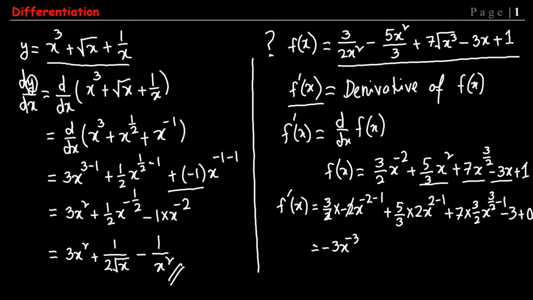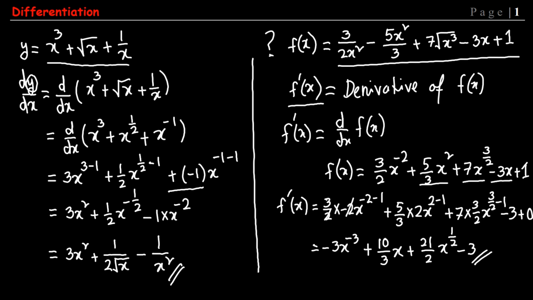Then the next one we can write, 5 twos are 10, so 10 by 3. Then the power is x, because 2 minus 1 is 1, so we can write x. So the next one is 3 sevens are 21, divided by 2. Then the power is x to the power 3 by 2 minus 1, which gives us half. You can use a calculator also. And the last term is minus 3. We can leave our answer here.